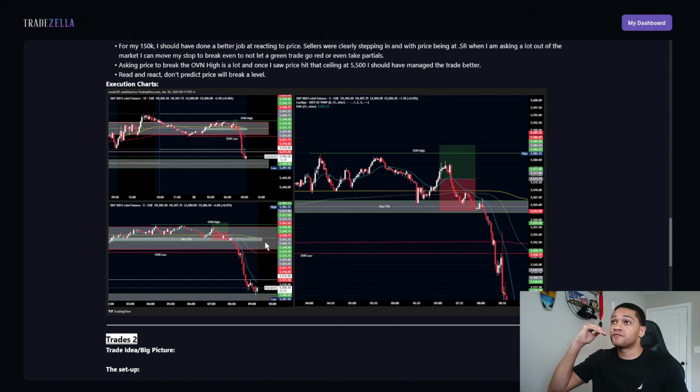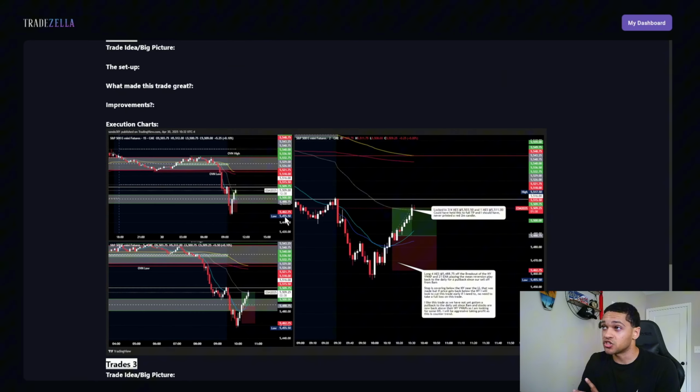I'm basically fighting price action, because price action has previously told me that this is an area where sellers like to step in, but I'm still taking a long position just because on the lower time frame it looks good. This is where you can get trapped.